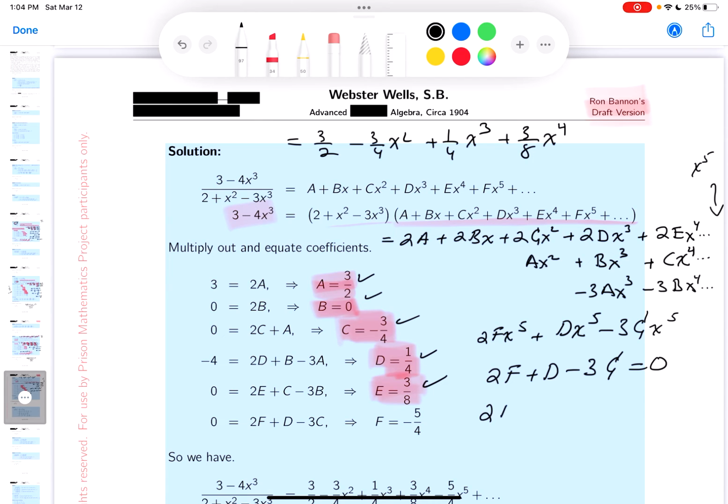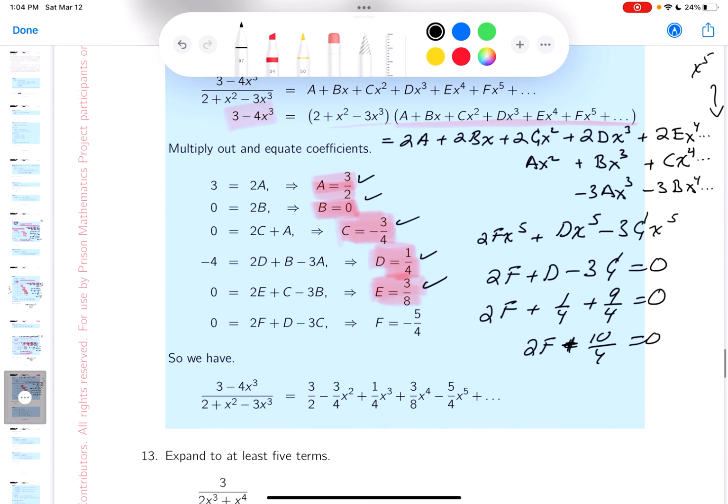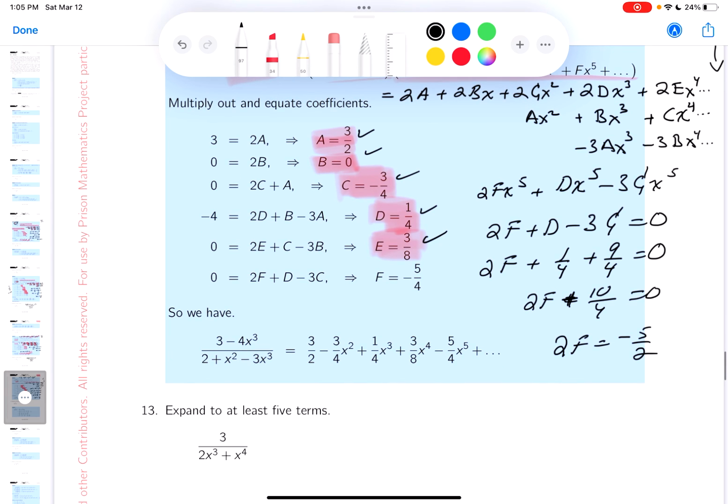I don't know what f is. Do you know what d is? It's a quarter. Do you know what c is? It's minus 3 times minus 3/4. So c is minus 3/4. What do you get? Plus 9/4. That equals 0. And so 2f, this is going to be 10/4, equals 0. So 2f, 10/4 is 5/2, so minus 5/2. And then you have to divide by 2. What's that going to be? Minus 5/4. Let me show you where that is in the notes, right over here.